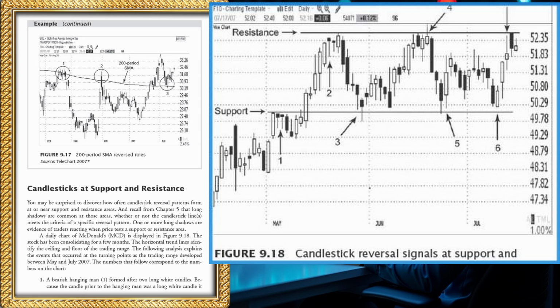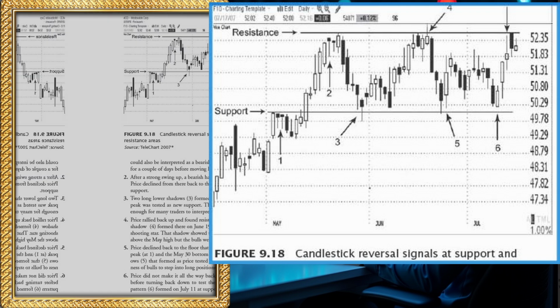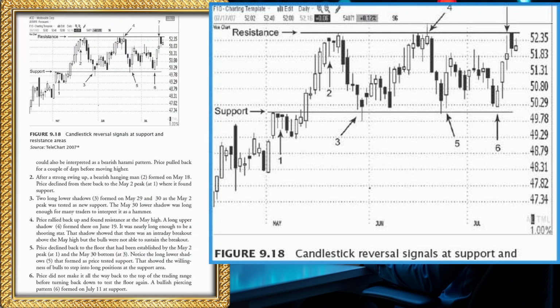1. A bearish hanging man (1) formed after 2 long white candles. Because the candle prior to the hanging man was a long white candle, it could also be interpreted as a bearish harami pattern. Price pulled back for a couple of days before moving higher. 2. After a strong swing up, a bearish hanging man (2) formed on May 18th. Price declined from there back to the May 2nd peak at (1), where it found support.